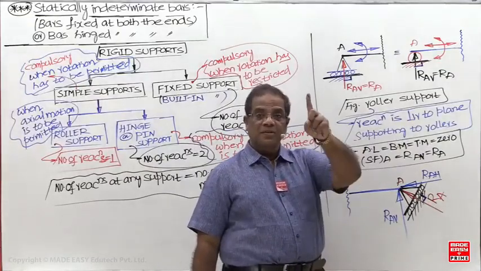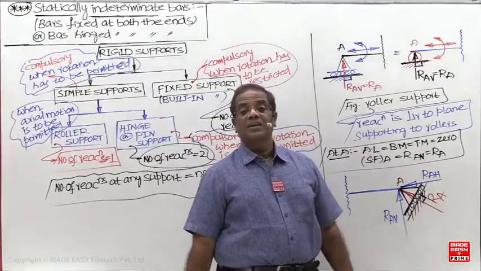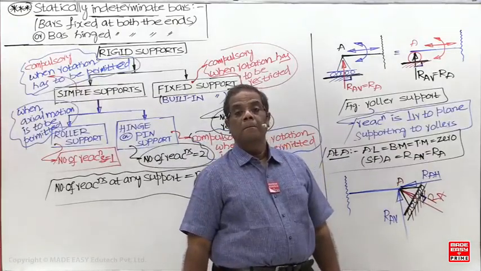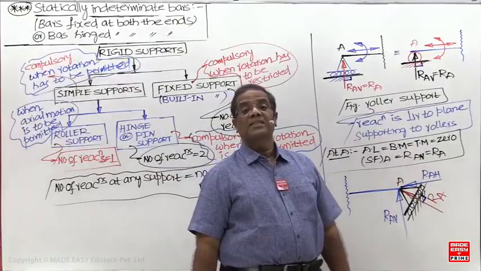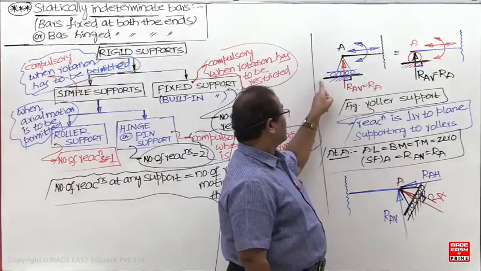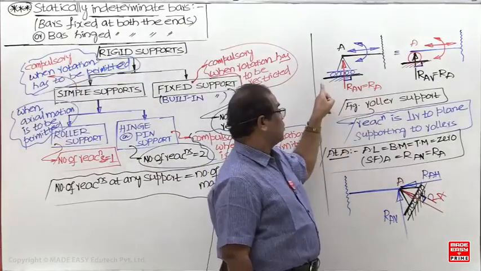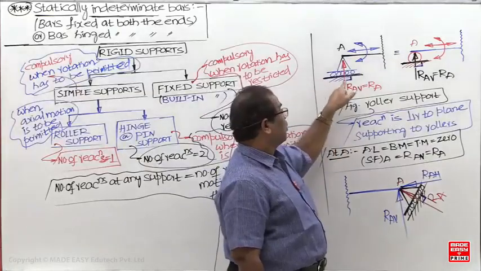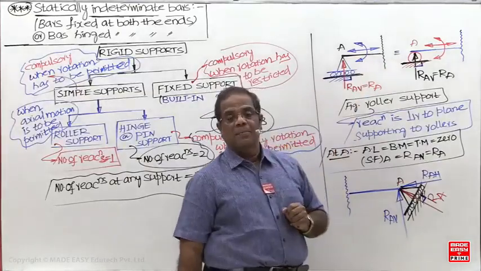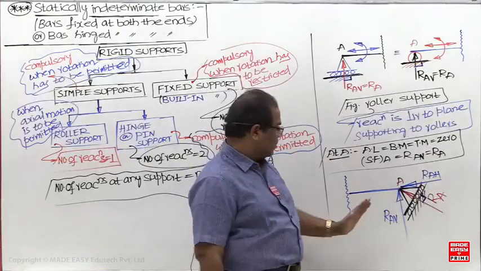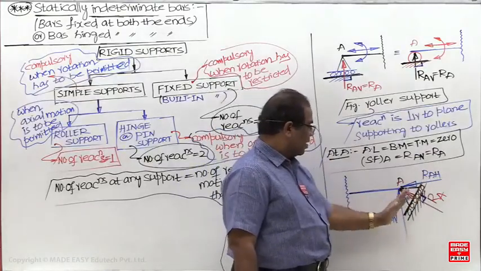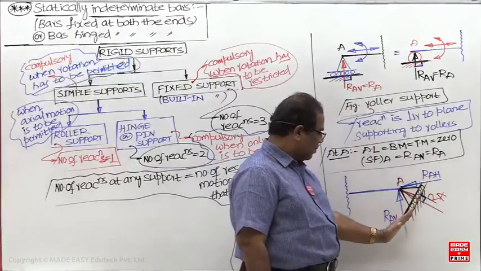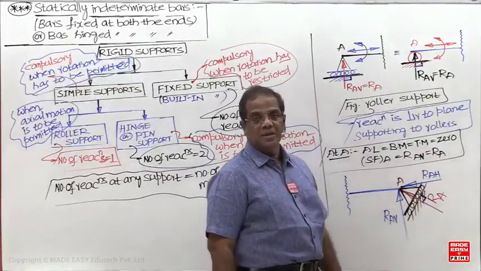Here also perpendicular. So if somebody asks, at roller support, how many reactions? One. But is it horizontal or vertical or inclined? It depends upon the plane supporting the rollers. What is this black line? The plane supporting. This plane is parallel to the axis of the beam. So when the plane supporting the roller is parallel to the axis of the beam, it is a vertical reaction. But here, this plane is inclined to the beam.